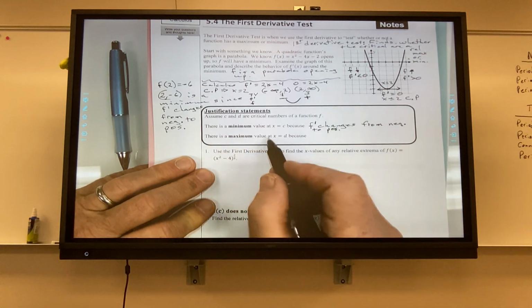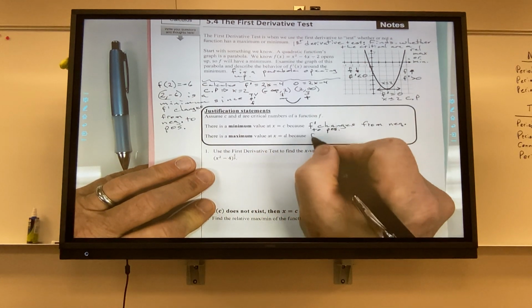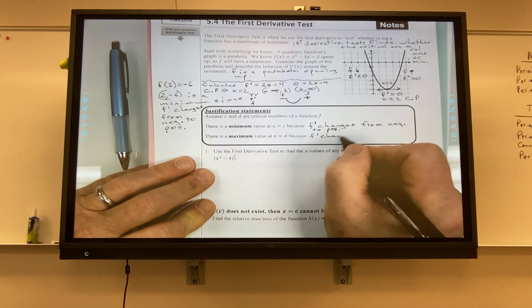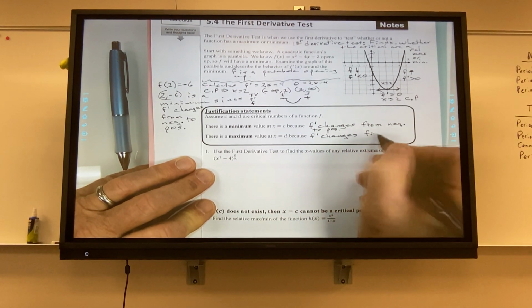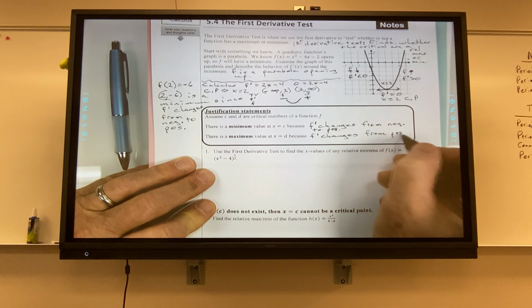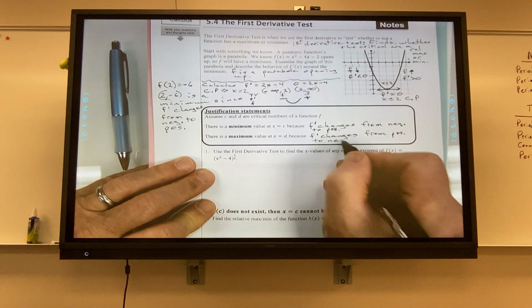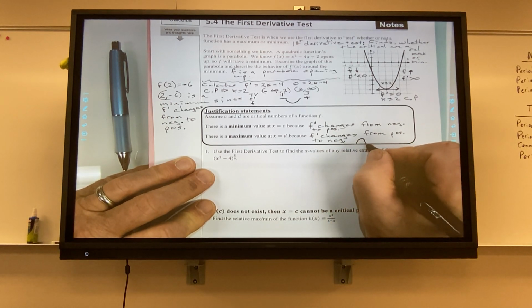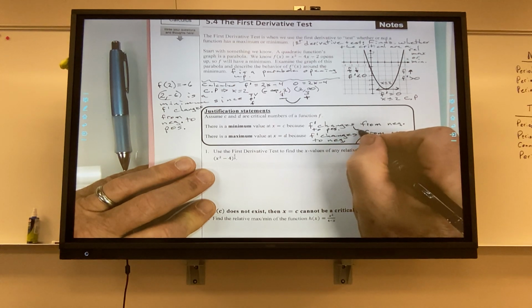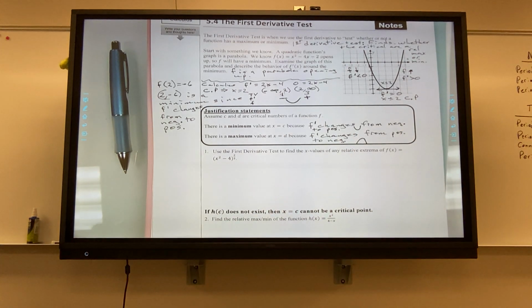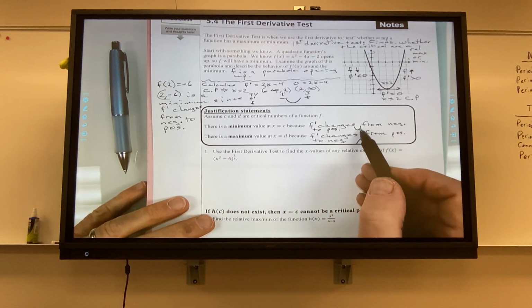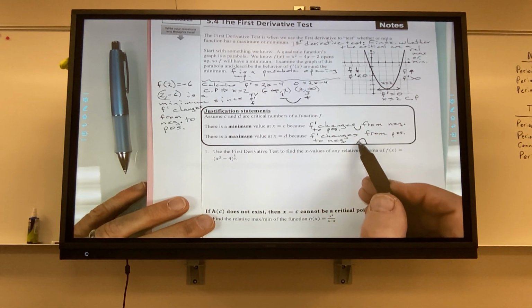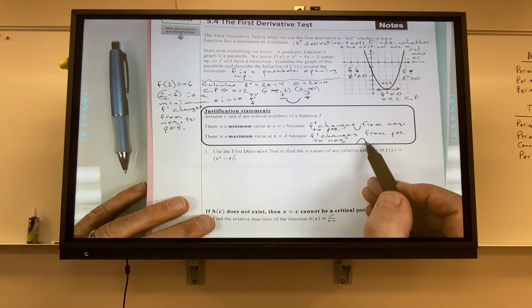And there is a maximum value at x equals d because f prime changes from positive to negative. In other words, it looks like this: positive to negative, negative to positive. Are we doing okay? So it's going from decreasing to increasing, from increasing to decreasing.